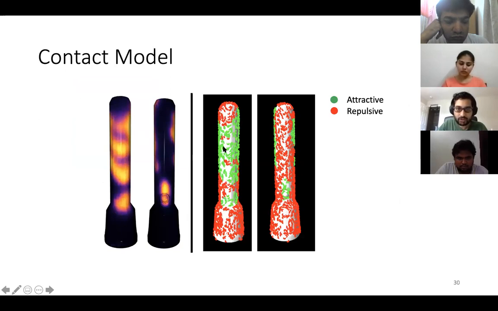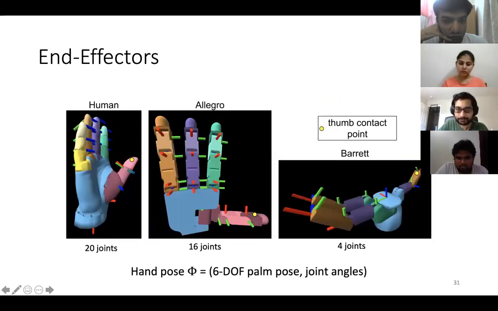So how do we do that? We have this very simple contact model, which just randomly samples points from the object surface. And if those points have been contacted in the human demonstration, then they are marked as attractive, which is green, and others are marked as repulsive, which is red. And then we have these three example hand models or end effectors that we did our experiments with. They have 20 joints for the human, 16 joints for this Allegro robot, and 4 joints for this Barrett robot.